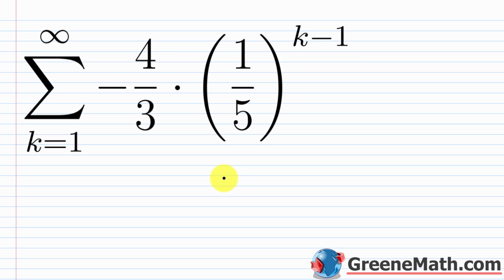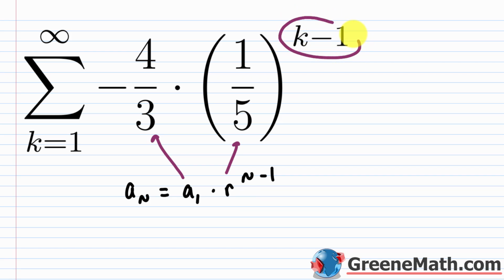All right, let's look at an example. So here we have the sum as k goes from 1 to infinity of -4/3 times 1/5 raised to the power of k minus 1. So again, if you look at your a sub n is equal to a sub 1 times r raised to the power of n minus 1. In this particular case, if you match things up, a sub 1 is going to be -4/3 and r is going to be 1/5. And again, always be careful of this right here. Just make sure this matches what you have right here. I know the letter is different, but it doesn't matter. This is k minus 1, so if you plugged in a 1 here to get the first term, 1 minus 1 is 0. 1/5 to the power of 0 is 1. So this would go away because multiplying by 1 doesn't change anything. So you just have -4/3. So that's your a sub 1 value.